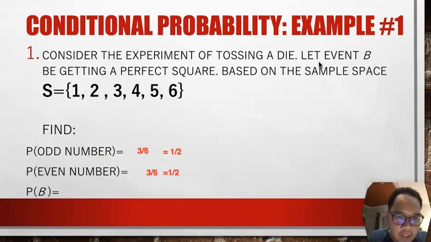For B, remember that B is a perfect square. How many perfect squares do we have here? Bingo, we have 1 and 4. 1 is a perfect square, the square root of 1 is 1. The square root of 4 is 2. So we have 1 and 4, which gives us 2/6. Simplify that, we have 1/3. So these are the answers for our numbers. Okay, let's proceed to the next slide.